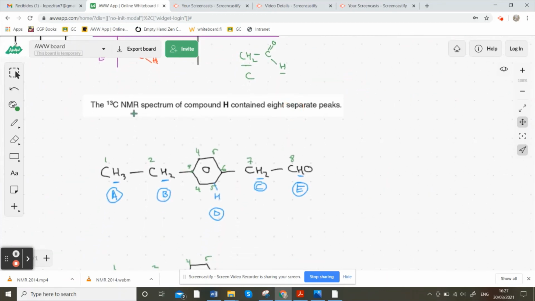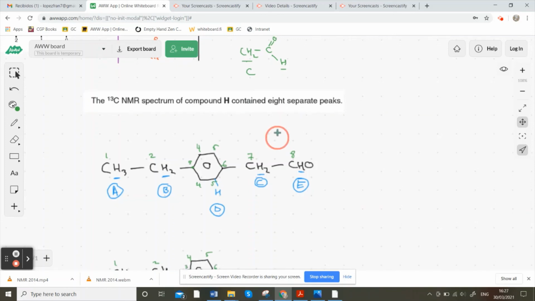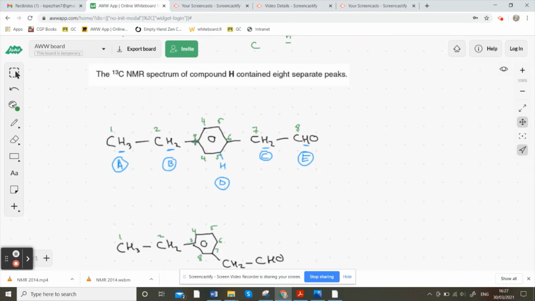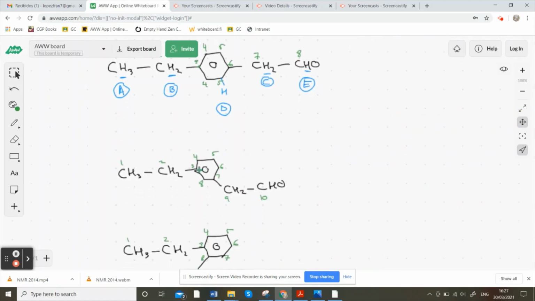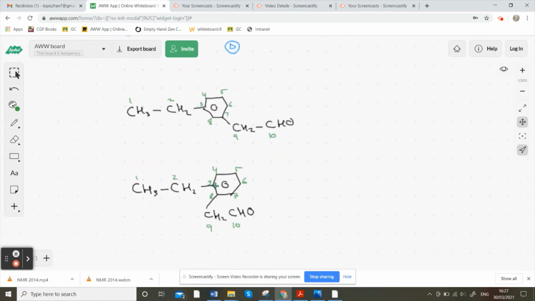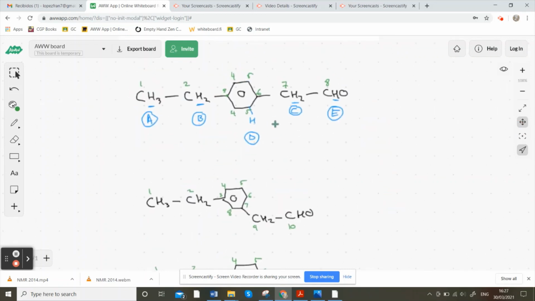Because remember, they said that the carbon NMR spectrum contains 8 peaks. So if the substitution on the benzene ring happens on carbons 1 and 4 of the ring, then we will get 1 peak, 2 peaks, 3. And then this carbon and this one are symmetrical, so are these two. So they only give you 1 peak each. So overall you get 8 peaks. However, if you had a 1,3 or 1,2 disubstitution, then you will get 10 peaks. And therefore, the right isomer is this one.